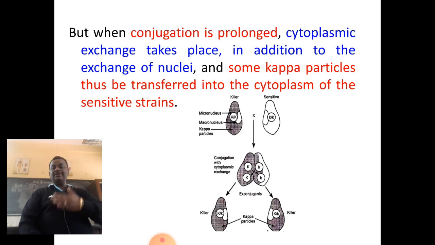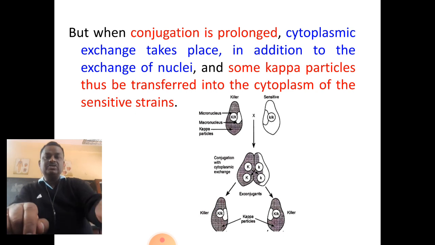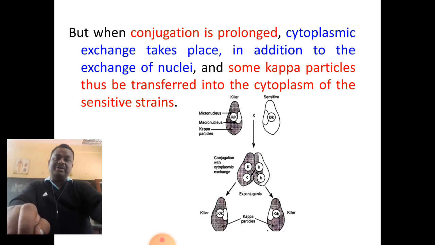The second condition we shall understand. Students, remember, if the conjugation occurs for a longer time, that is more than 3 minutes, then along with the nuclear exchange, the cytoplasm also gets exchanged. The cytoplasmic content of the two strains will start exchanging between the organisms during the conjugation. That is what you see in the diagram down here.